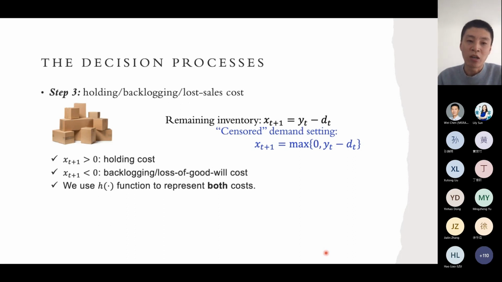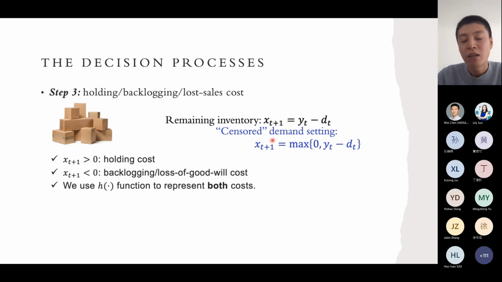Okay, so this is the second step of our decision process, and finally we will sum up all the costs and the revenues. We have already had the inventory costs and the revenues we realize, and finally here we introduce a cost that depends on the remaining inventory. If the remaining inventory xt plus 1 is positive, then it will incur a holding cost, the cost for keeping this inventory overnight. And also, in the backlogging model, if the remaining inventory becomes negative, then there is a backlogging cost.